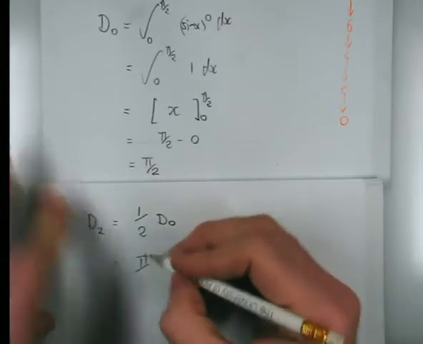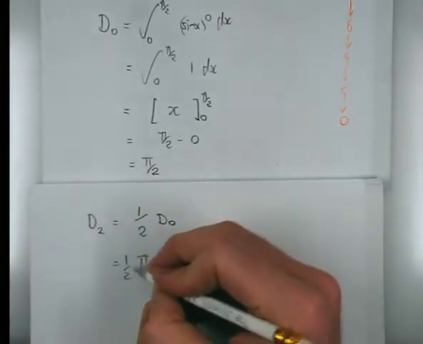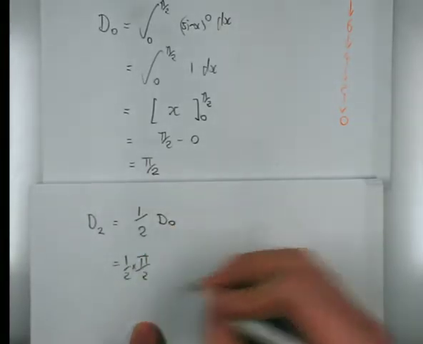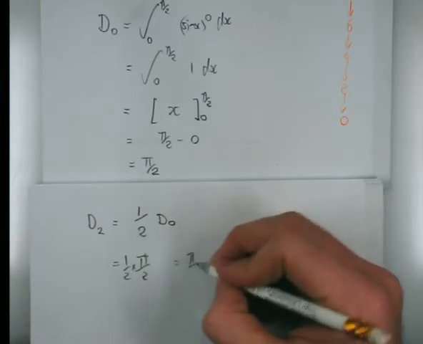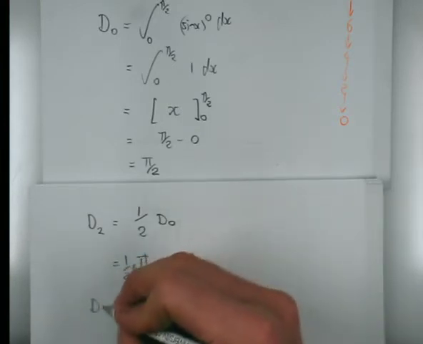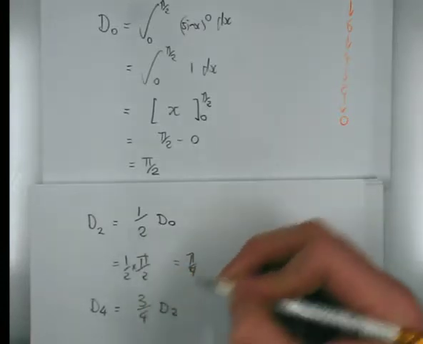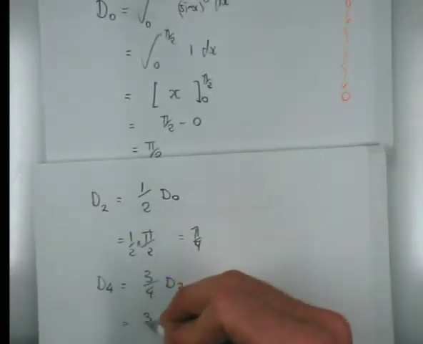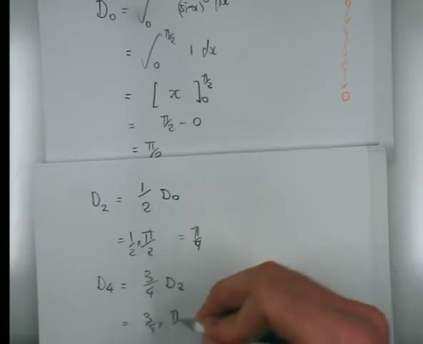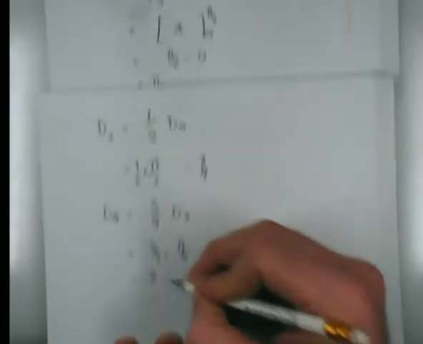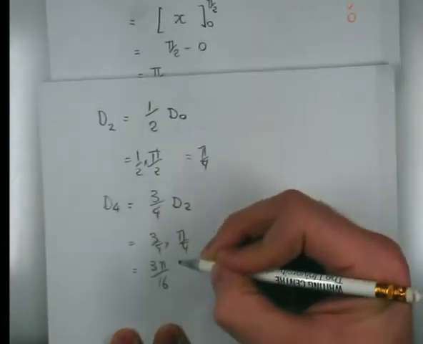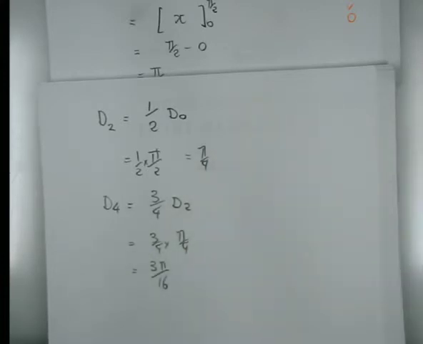Okay, so that's a half of pi on 2, which is pi on 4. And D4 would be 3 over 4 times D2, which would be 3 over 4 times pi on 4, which would be 3 pi on 16, and so on.